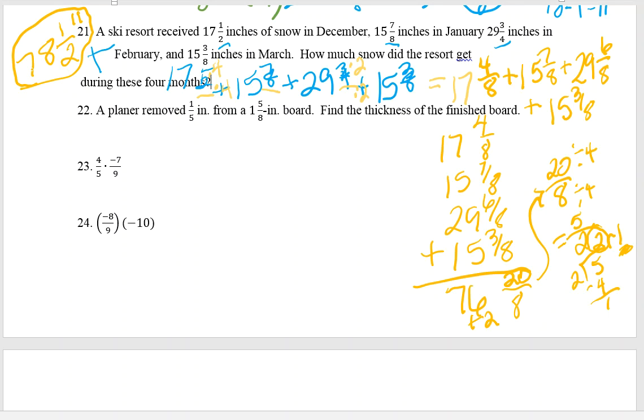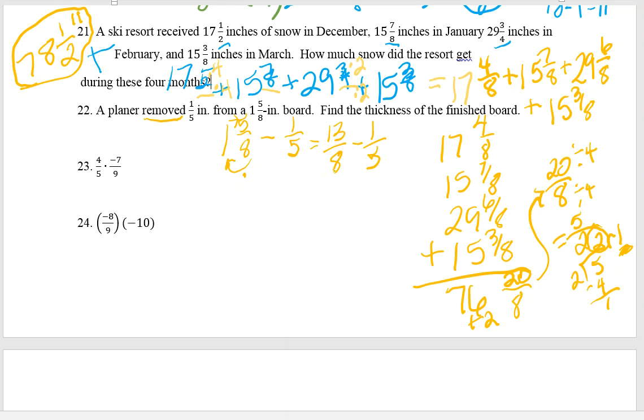Okay, 22. A planer removed 1/5 of an inch from a 1 5/8 inch board. Find the thickness of the finished board. Because he's removing it, it's actually a subtraction problem. So we're going to start with the larger number, which is 1 5/8, and we're going to subtract 1/5. So let's do like we did earlier. Since we're subtracting, that's always a good time to not use mixed numbers. Let's go ahead and turn it into an improper. So we're going to go 8 times 1, which is 8. 8 plus 5 is 13. So we have 13/8 minus 1/5.